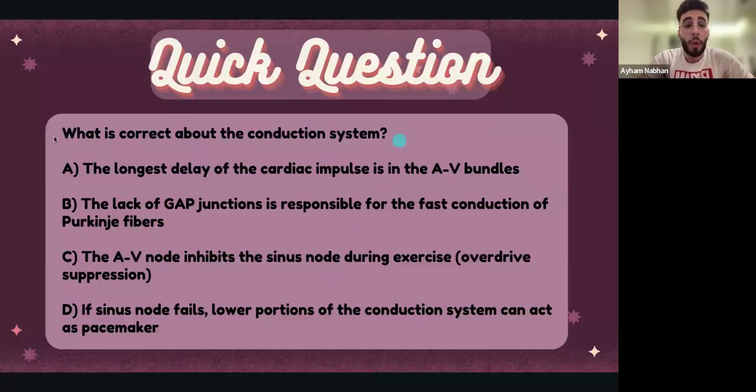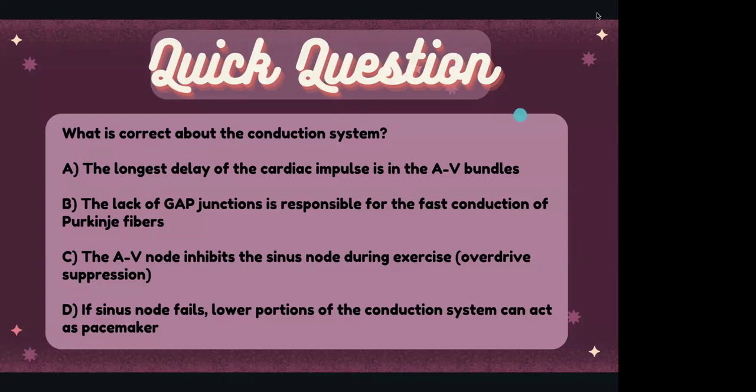So what is correct about the conduction system? As we said, the conduction system is the AV bundle branches. Is it the longest delay of the cardiac impulse in the AV bundles, the lack of gap junctions in the Purkinje fibers, or the AV node inhibits the sinus node, or if the sinus node fails, the lower portion of the conduction system cannot act as a pacemaker? What's your answer? A, D. Can I answer? Yeah, sure.